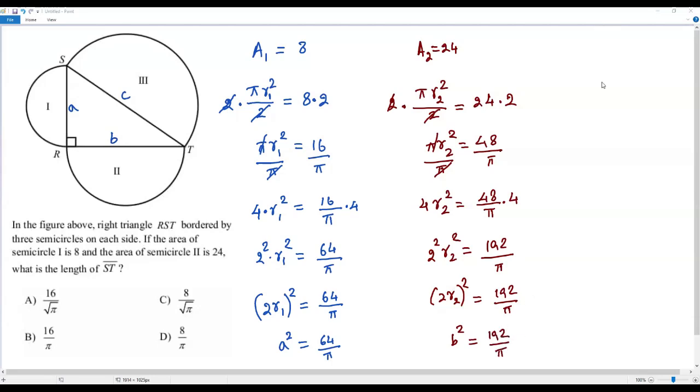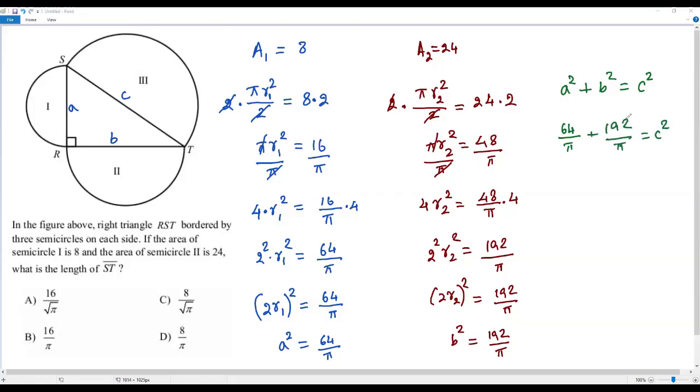Now in this right triangle, I got the squares of the two legs, a square and b square. Now we can use the Pythagorean theorem in this right triangle SRT. So that is a square plus b square equals c square. That is, the sum of the squares of the two legs of a right triangle equals the square of the hypotenuse. Already we got the value of a square, that is 64 divided by pi.